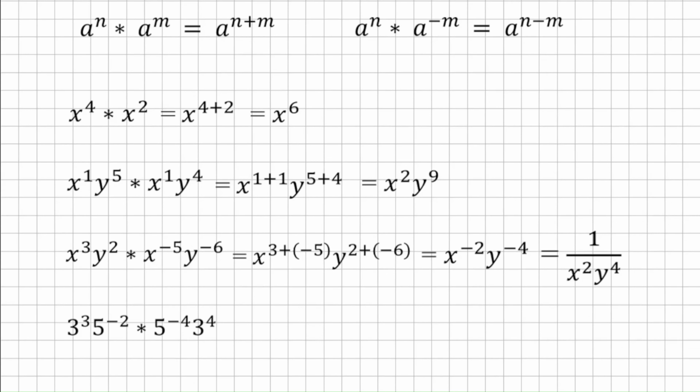In 3 raised to the power of 3 times 5 raised to the power of negative 2 multiplied by 3 raised to the power of 4 times 5 raised to negative 4, the exponent of 3 is 3 plus 4, and the exponent of 5 is negative 2 minus 4. The result is 3 raised to the power of 7 times 5 raised to the power of negative 6, or 3 raised to the power of 7 divided by 5 raised to the power of 6.